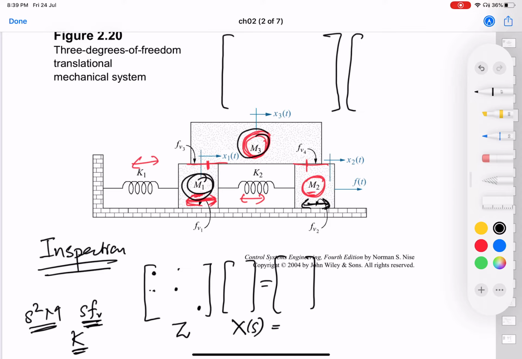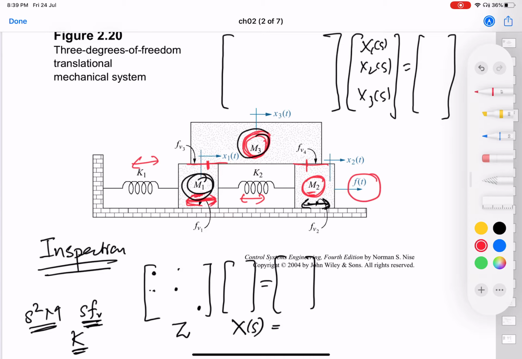So this is going to be x1s, x2s, x3s. These are the three displacements, and this is the impedance matrix here. It's a square matrix, and on the right hand side you have the forces that are acting externally on this. And in this case, is there any force that is shown on this? Yes, the force is here. It is acting on the second displacement. It is causing the second displacement directly.